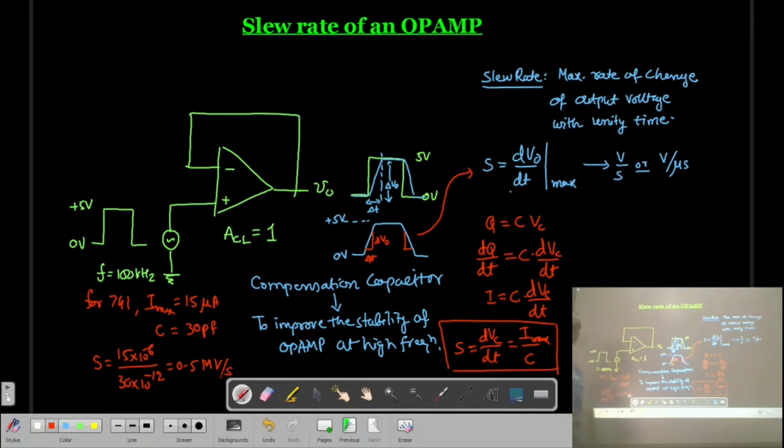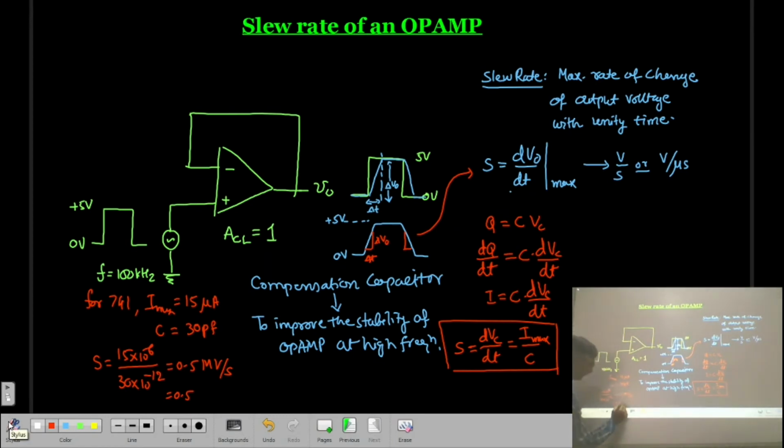Remember, it is 0.5 megavolt per second, but we represent in terms of the microsecond. So this is written as 0.5 volt per microsecond. So the typical value for the slew rate is 0.5 volt per microsecond. Okay. So different operational amplifiers will have a different value of the slew rate.